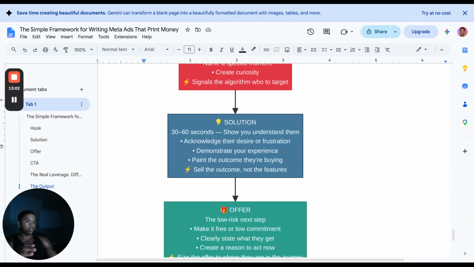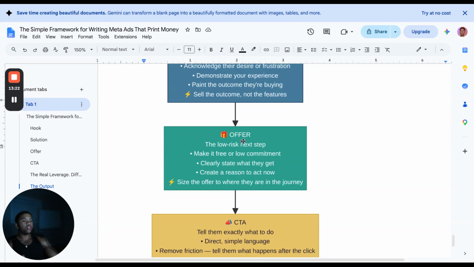Then we move to our solution. So 30 to 60 seconds, and just show that you understand them. Acknowledge their desire or frustration, demonstrate your experience, paint the outcome of what they're going to get. Again, Alex Hormozi talks about it all the time, sell the outcome, not the features, or whatever he says. And then get into your offer.